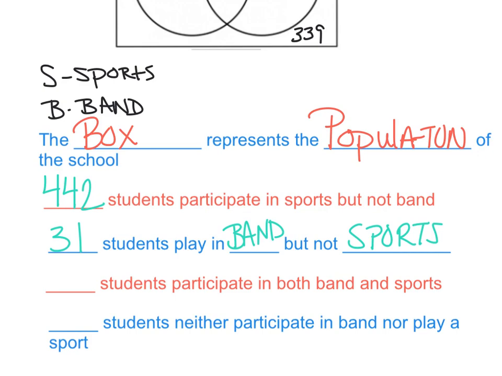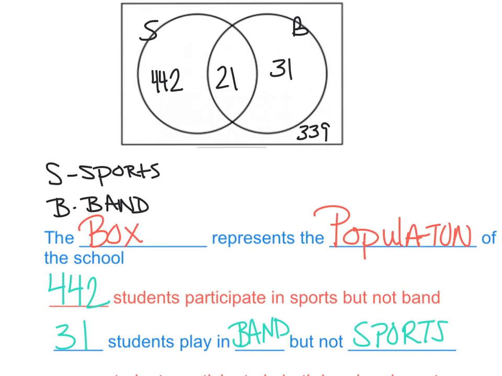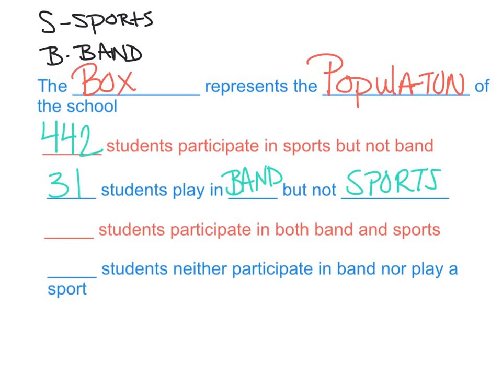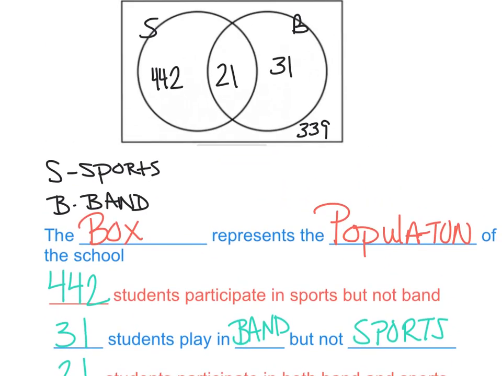Blank students participate in both band and sports. Which number represents both band and sports? Well, I would say that's where the sports and the band circles overlap. So this is the key word, and. This 21 is in both sports and in band. Blank students neither participate in band nor play a sport. So which number says I'm not in the band and I'm not in a sport? So basically I can't be inside this circle or this circle. That leaves me with this 339.